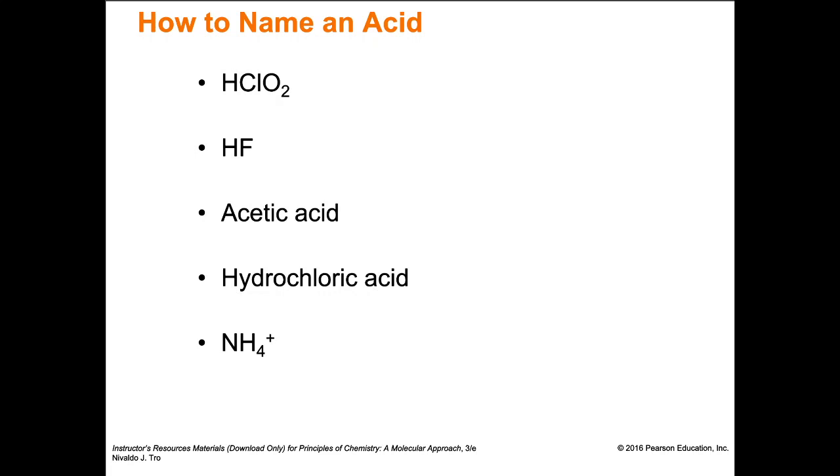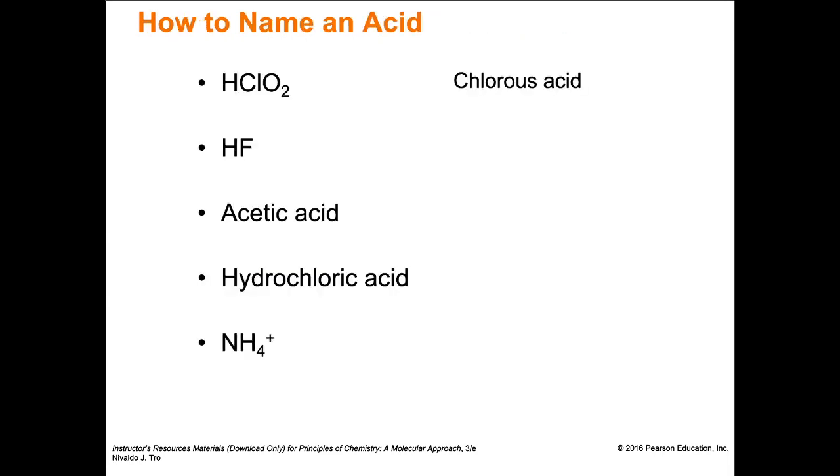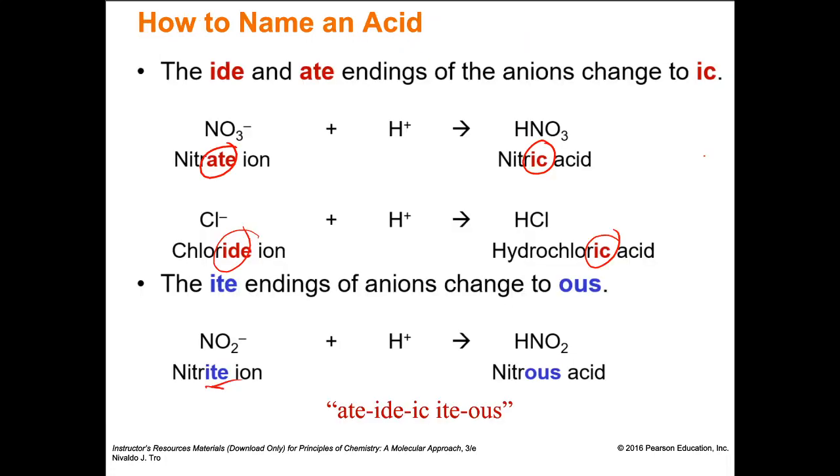The next thing I have to do is figure out what the polyatomic is, if I have one. Here I have my first one, HClO2. Obviously that's not a binary acid, so I come back to my list of polyatomics. What am I looking for? I'm looking for ClO2. So ClO2 is chlorite. Remember, "-ite" to "-us."